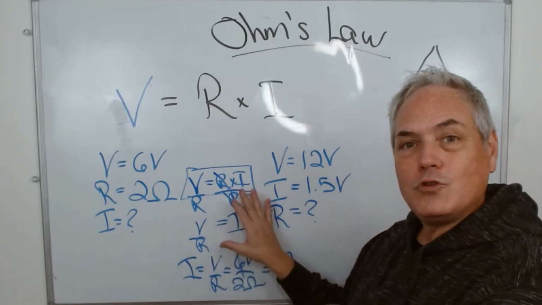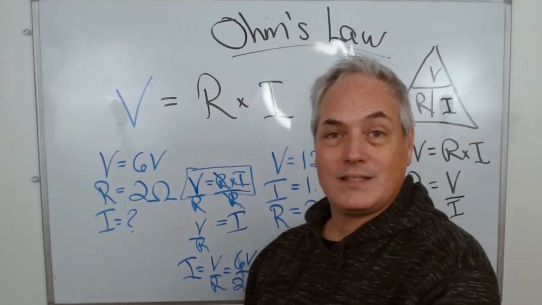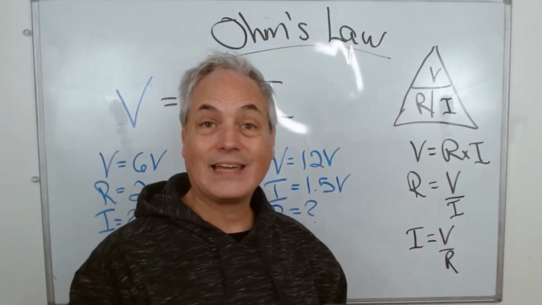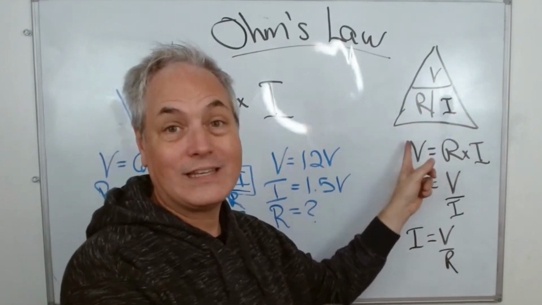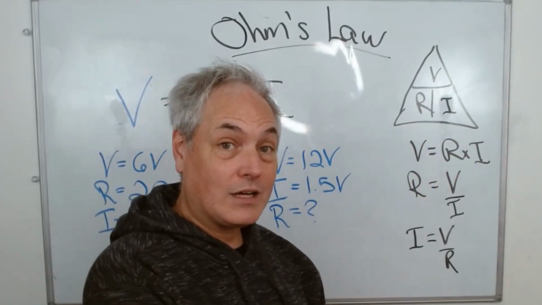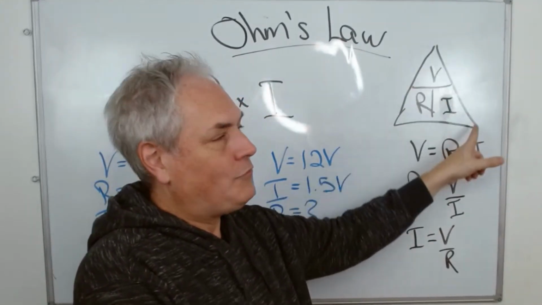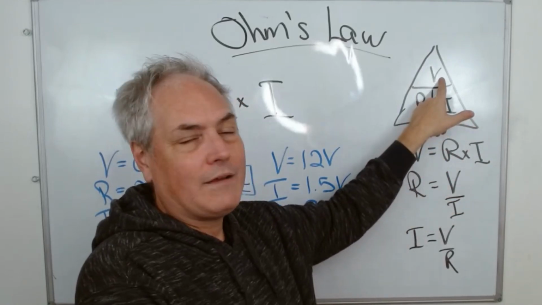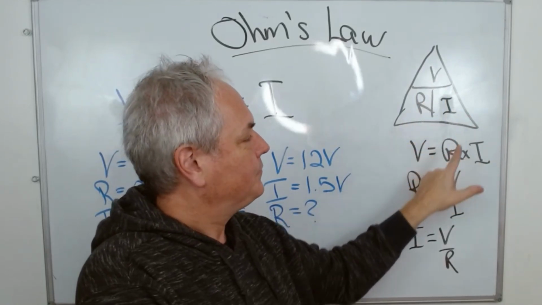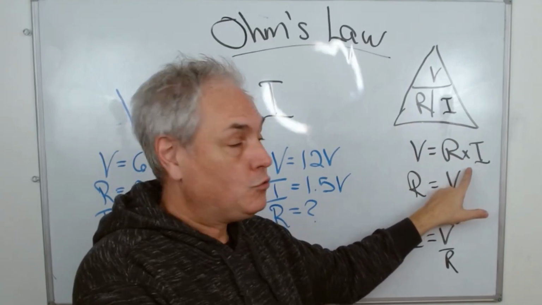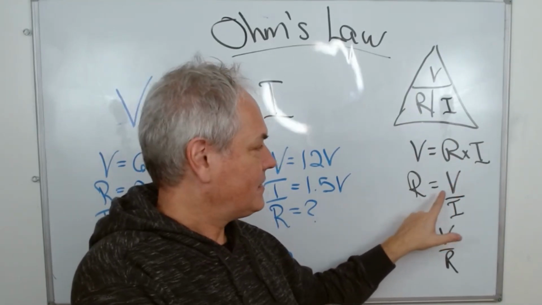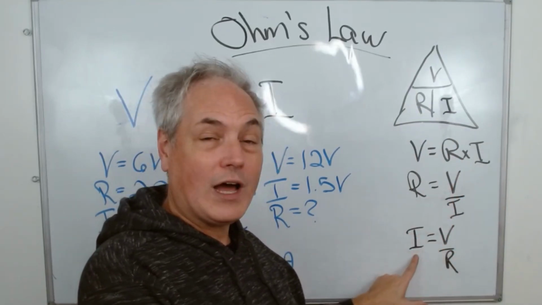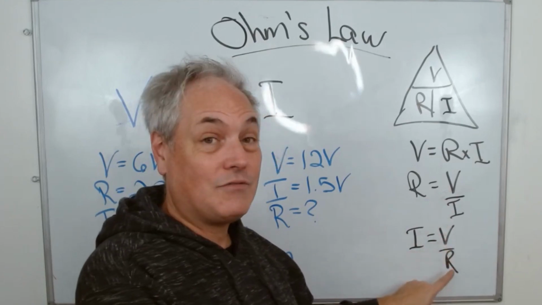Now, some of you said, well, I don't like the algebra piece, it's tricky. So let me give you the example of using a triangle to figure out the equation you need. If you have a triangle like this, we know that this is Ohm's law. We have V, R, and I. But we do know that if you isolate the resistance, it's V over I. If you isolate the I, it's V over R.